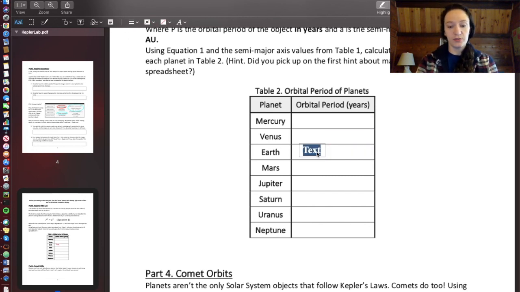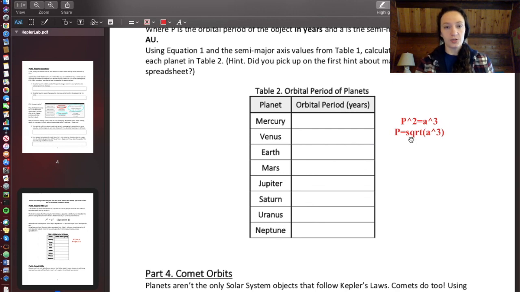So the original formula is p squared equals a cubed. And we can rewrite this to be more useful. We're calculating the orbital period, so we want to isolate p. So we can rewrite this as p equals the square root of a cubed.